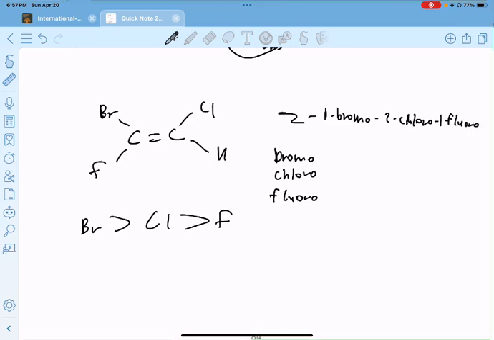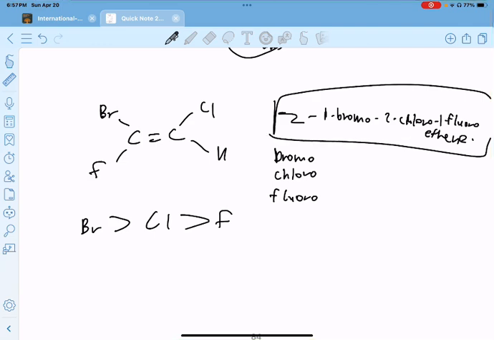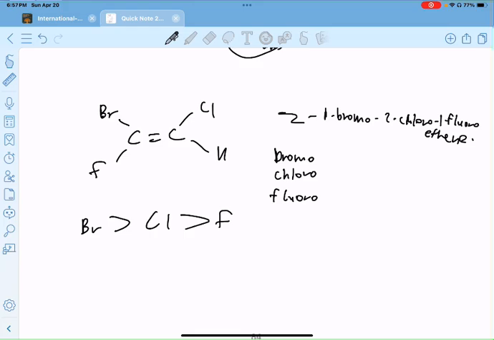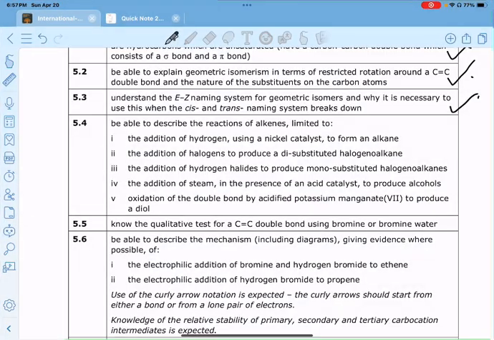Fluoro, ethene. This is ethene, okay? This is how you write the name of it. Write it all in one line. I'm putting it one line below because I don't have space. But yeah, that's how you name that, just to come back to that, okay? Continuing now.